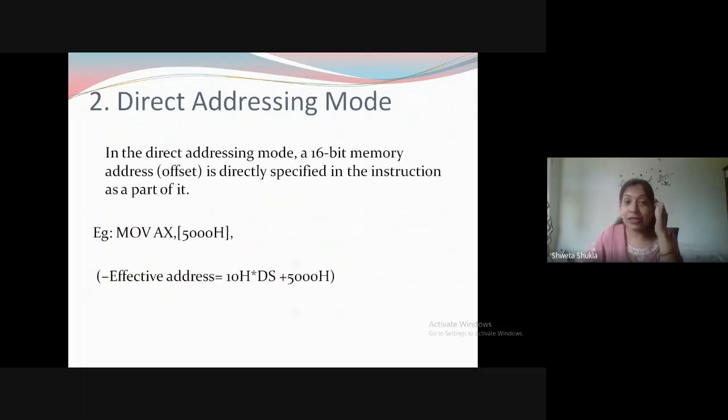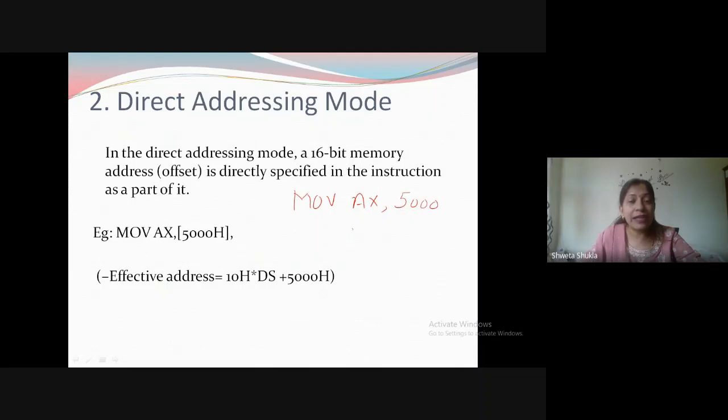The next addressing mode is direct addressing mode. In the direct addressing mode, we actually get the address directly in the instruction. That means, suppose you are writing MOV AX, 5000H. Remember this.